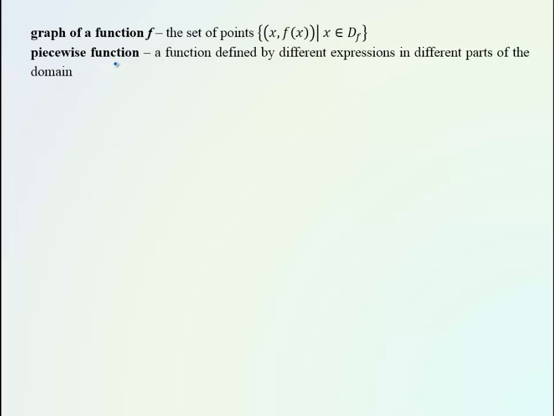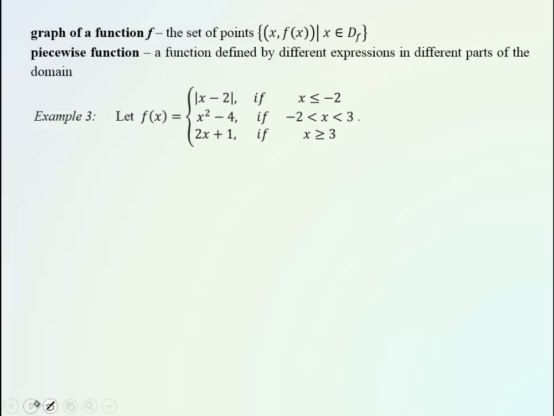A piecewise function is a function defined by different expressions in different parts of the domain, some pieces. So we're cutting the domain into sections, and in each section we can actually define different types of functions. Here's the example. Our function f of x is defined in 3 parts of the domain. It is defined as an absolute value function if the x's are smaller or equal to -2, a parabola if x is between -2 and 3, and a linear piece when x is bigger or equal to 3.